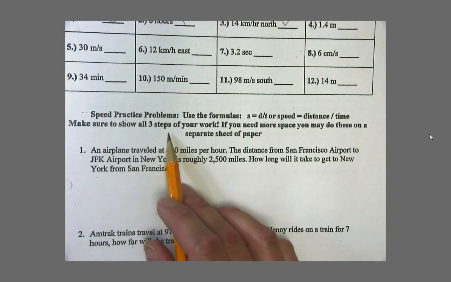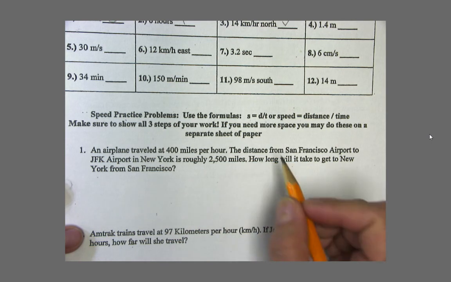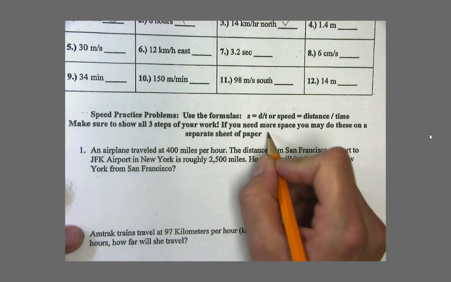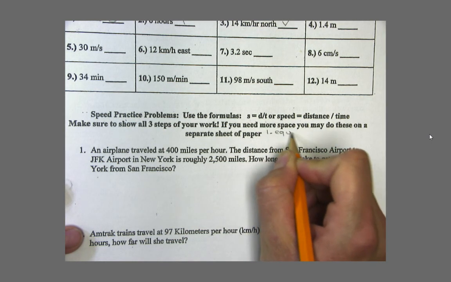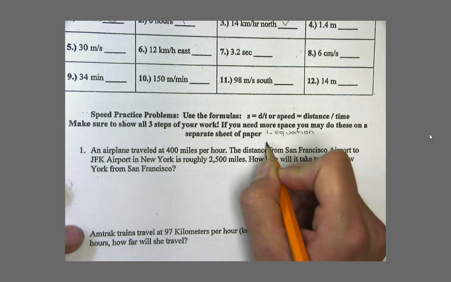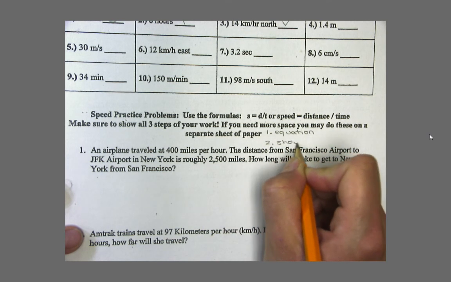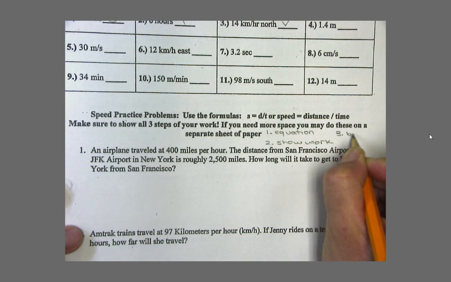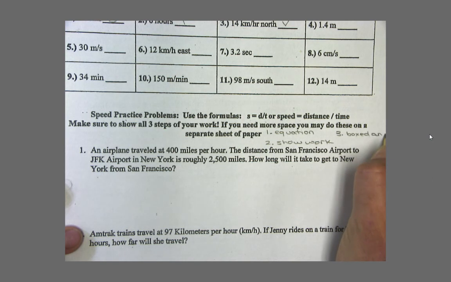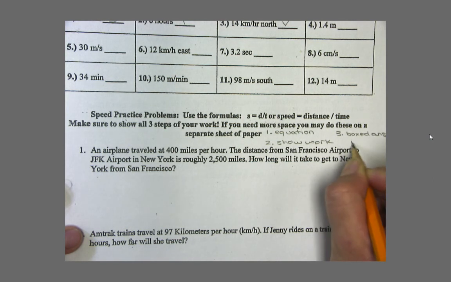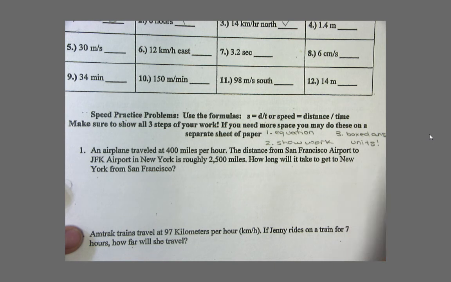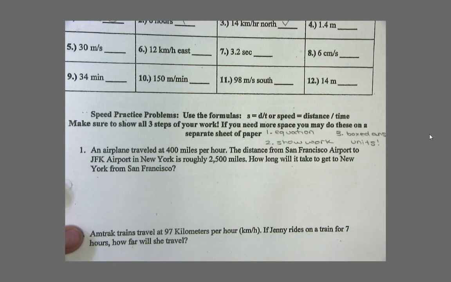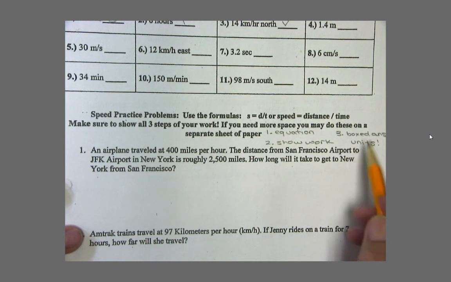Okay, so your 3 steps of work is going to be: 1, you need to write your equation. 2, you need to show your work, which you should be always doing anyway. And then 3, you need a boxed answer, and you also need to have units. You will not get credit for anything in the force and motion unit if you do not include your units. They're very important.